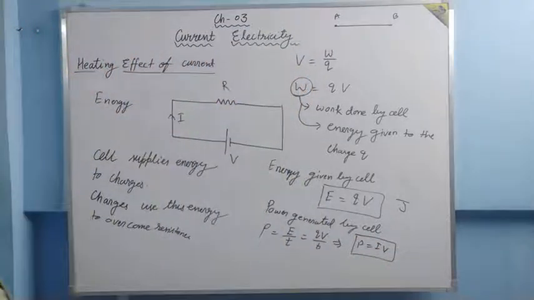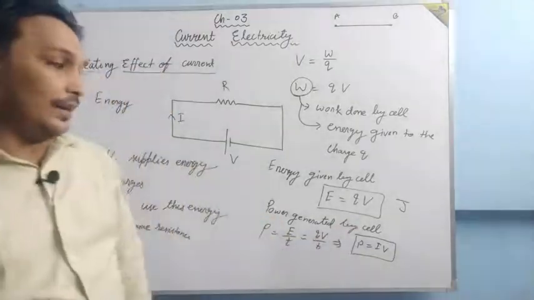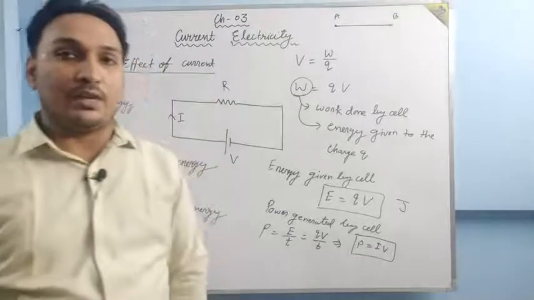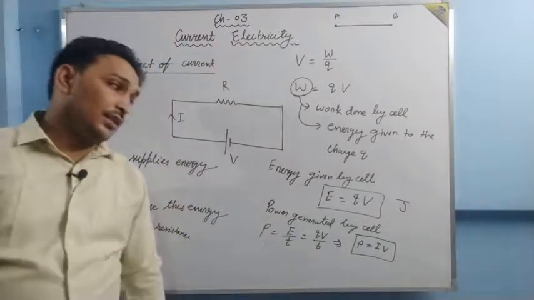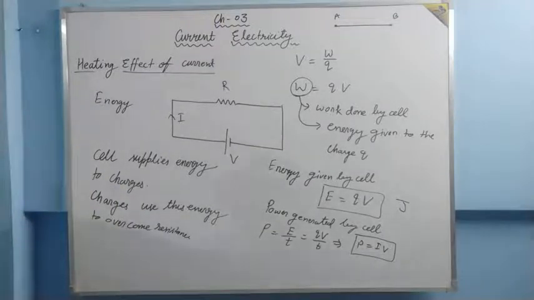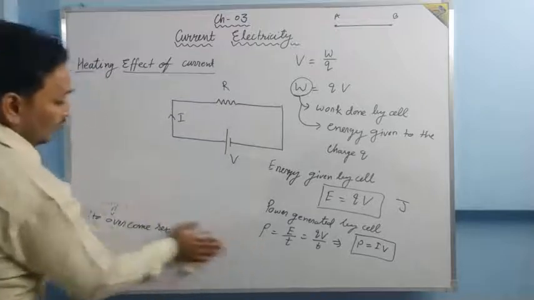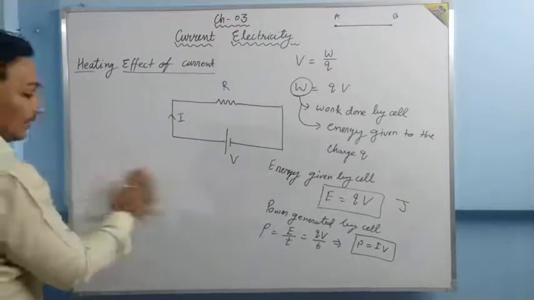What is the power generated by the cell? It is the energy given by the cell in 1 second, in unit time. That energy is the power generated by the cell and it is given by P is equal to I into V. What is I? I is the current supplied in the circuit. V is the EMF of the cell, or you can say terminal potential difference of the cell. Is it clear? So this is the energy supplied by the cell to overcome the external resistance. Here I am not talking about the internal resistance. Internal resistance is also there. In that case, we have to consider internal resistance also, if it is there.